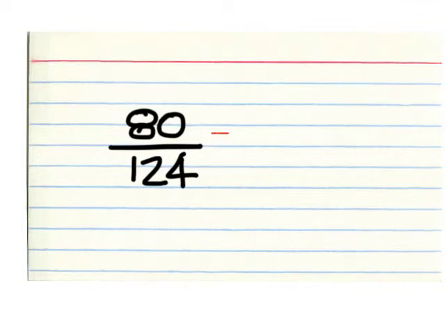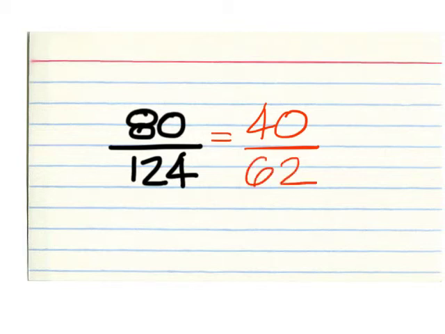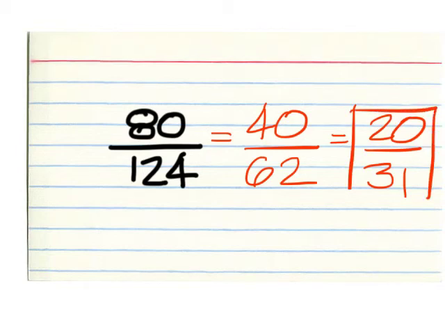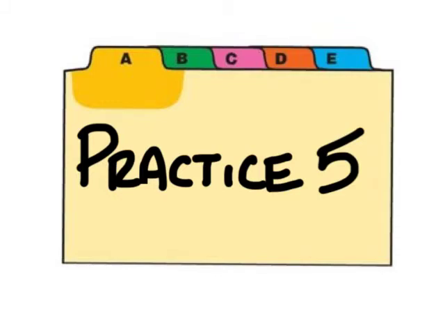Example 6. 80 over 124. If you don't spot a pattern or a large number right off the bat, then just cut them in half, and then maybe you'll see it then. 40 over 62. Still don't see anything, so cut it in half. 20 over 31. And that's as far as you can go. Some of them don't have very large numbers that go into both. 4 would go into both of those, and that's about all you could do.